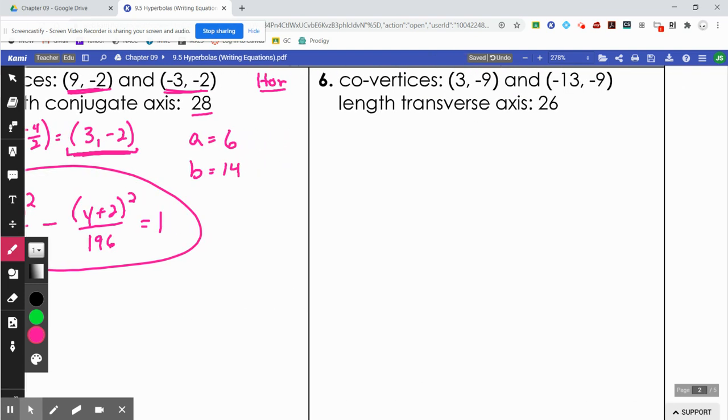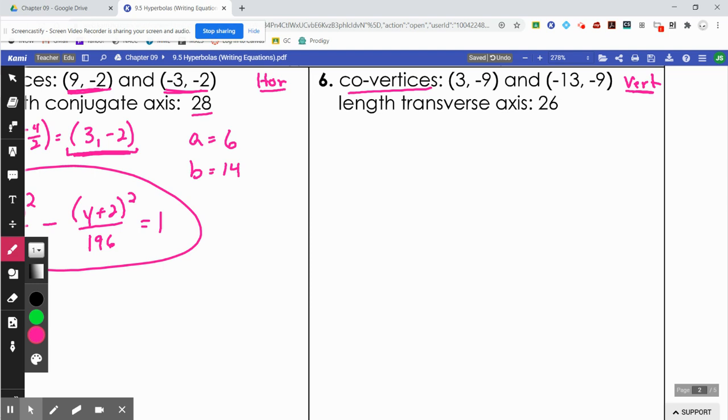Okay, number 6, co-vertices are located at 3, -9 and 13, -9. 3, -9 and 13, -9 are horizontal of each other. However, those are the co-vertices. Since the co-vertices are horizontal, that means that the vertices would be vertical from each other, so therefore this is going to be a vertical hyperbola. The distance between the co-vertices.